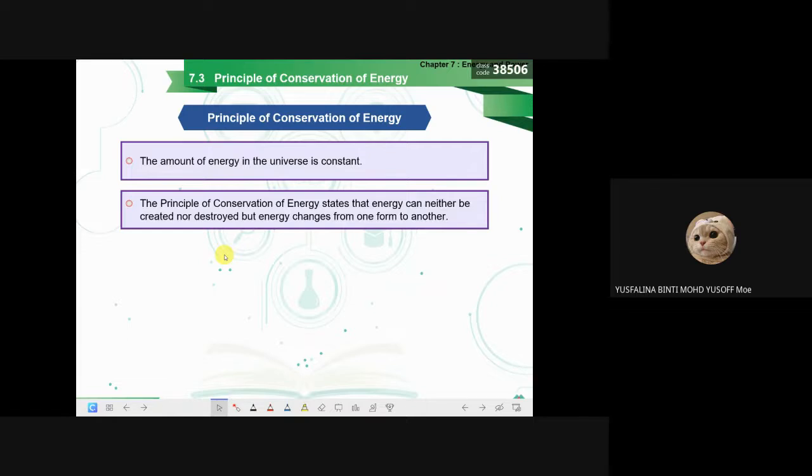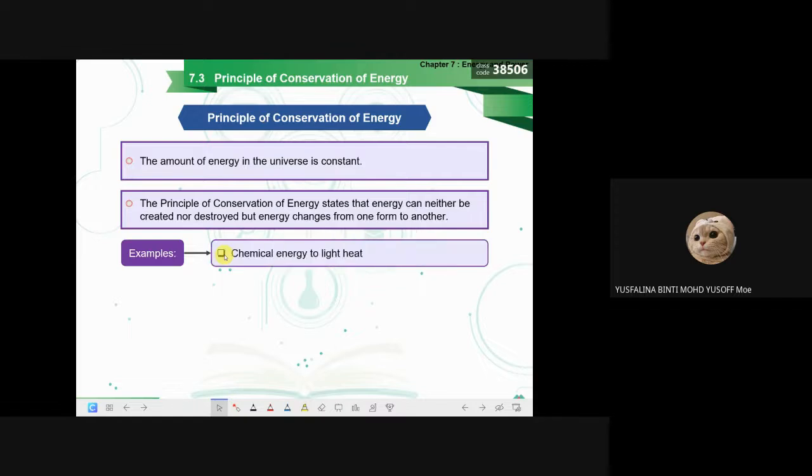This one I already told you. So what's the example? Chemical energy to light energy, let's say for the candle. The candle has chemical energy, so when you light it, it turns into light energy and also heat energy. Another example: when you switch on the lamp, the electrical energy is converted into heat energy and, at the same time, light energy. That is how energy changes from one form to another. It cannot be created.